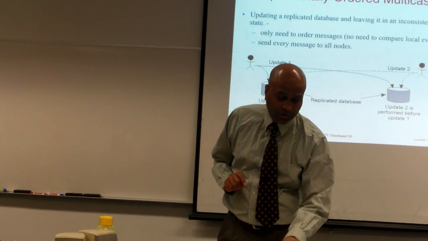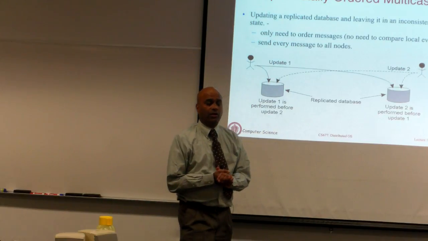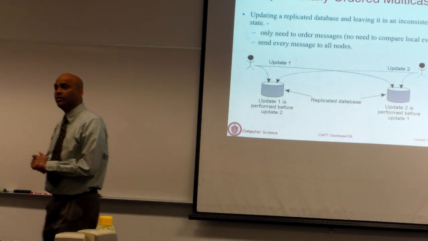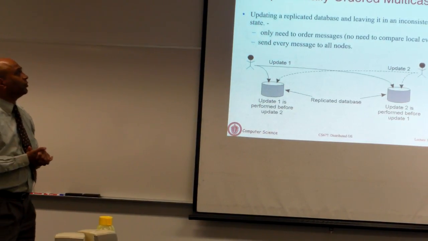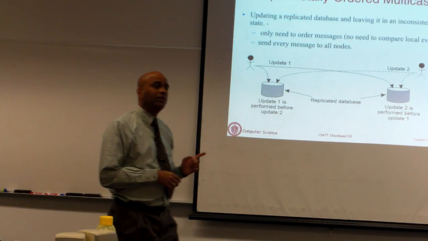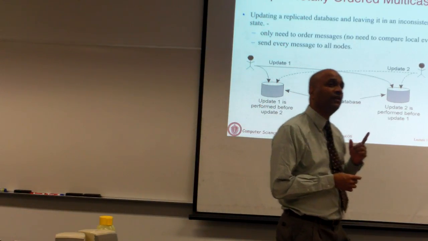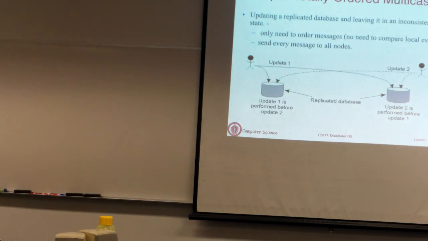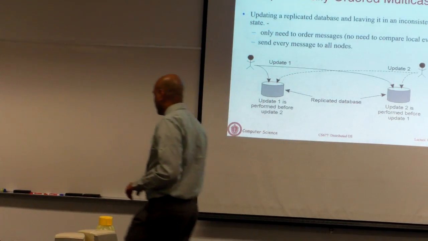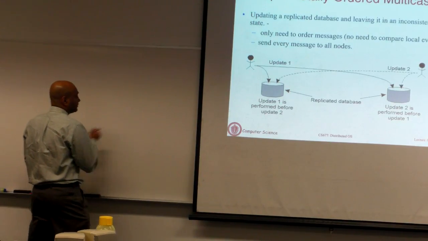But before I talk about that, I wanted to give an example from the textbook, which is one of totally ordered multicasting, which gives us a slightly better property than vector clocks. Vector clocks give us partial ordering of events. In particular, the picture I drew last time was the following.